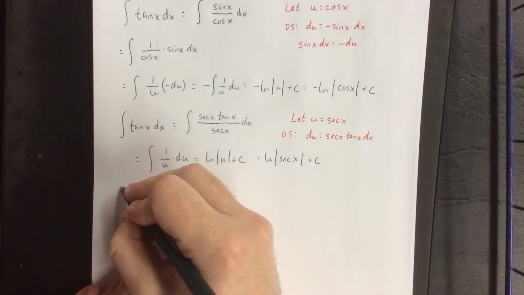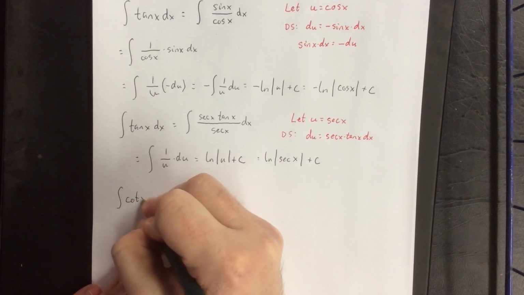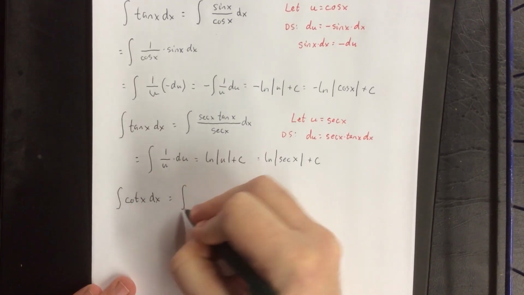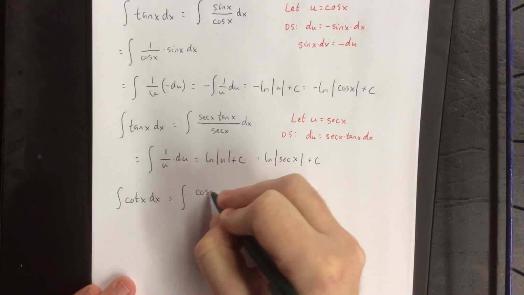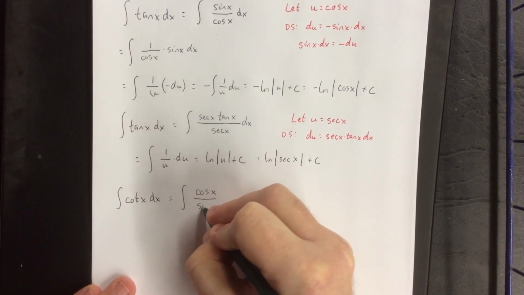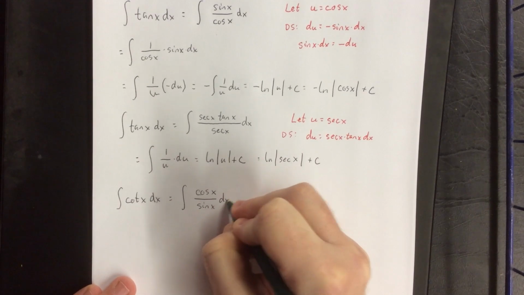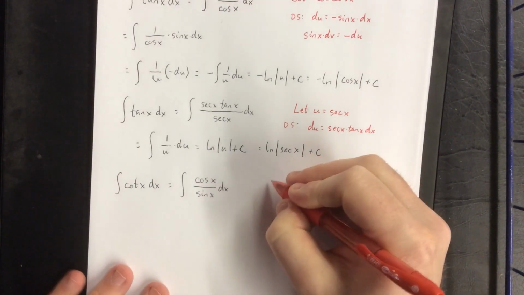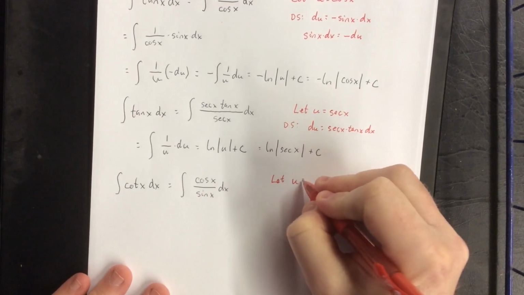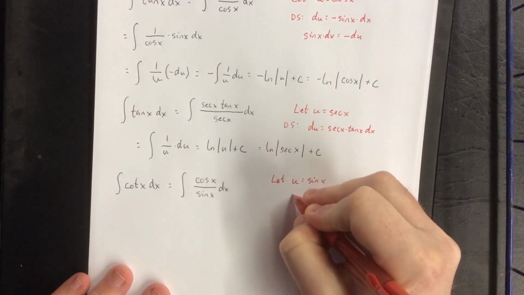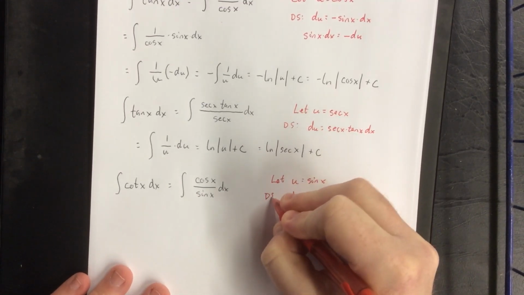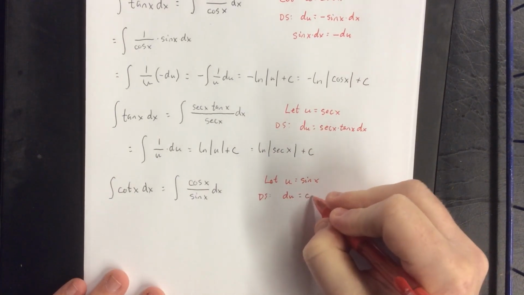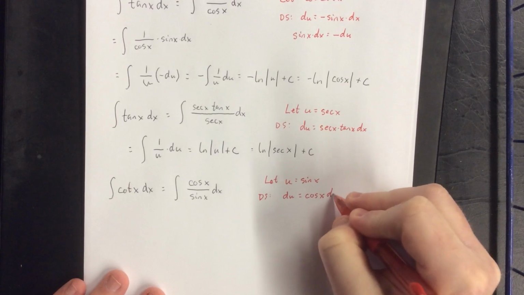Using a very similar substitution, the integral of the cotangent of x times dx, we can once again use a quotient identity to turn that into the cosine of x over the sine of x times dx, and use the following substitution. Let u be equal to the sine of x. Then for the differential substitution, du would be equal to the derivative of the sine of x, which is the cosine of x times dx.